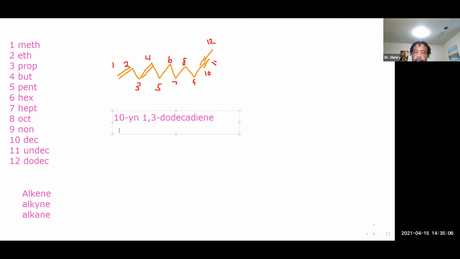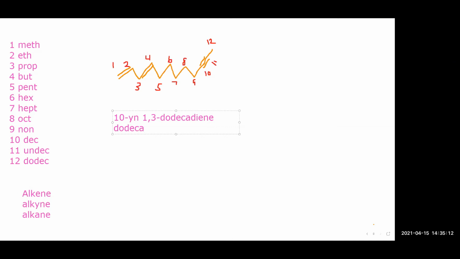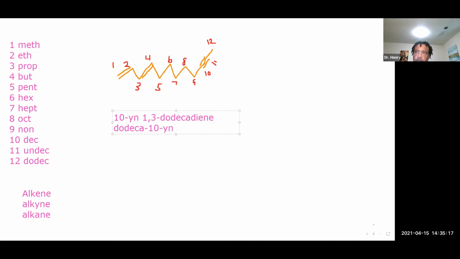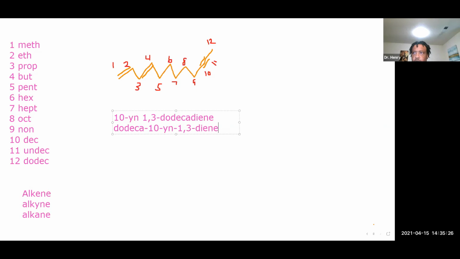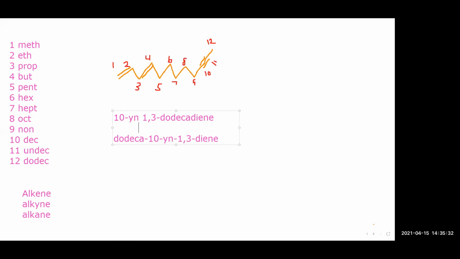So you can call this one. The yne, the 10 is the triple, right? That's right. Oh, I see. The 10 dash yne, the whole thing equals triple bond. And then the 1,3 is our doubles. And then the dodecadiene. Okay, I see it now. So the triple will always go first. Yeah, because that's the hierarchy. All the ynes are singled out.